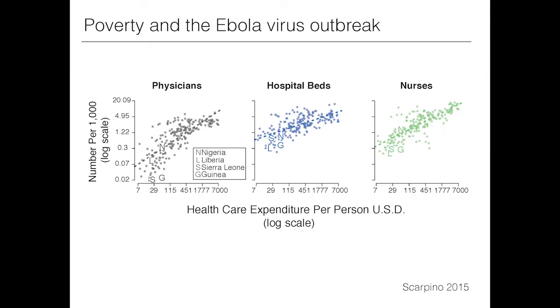The same is true for hospital beds. Again, they have about 3 hospital beds per 1,000 people before the outbreak occurred. And the same is true for nurses and community healthcare workers.